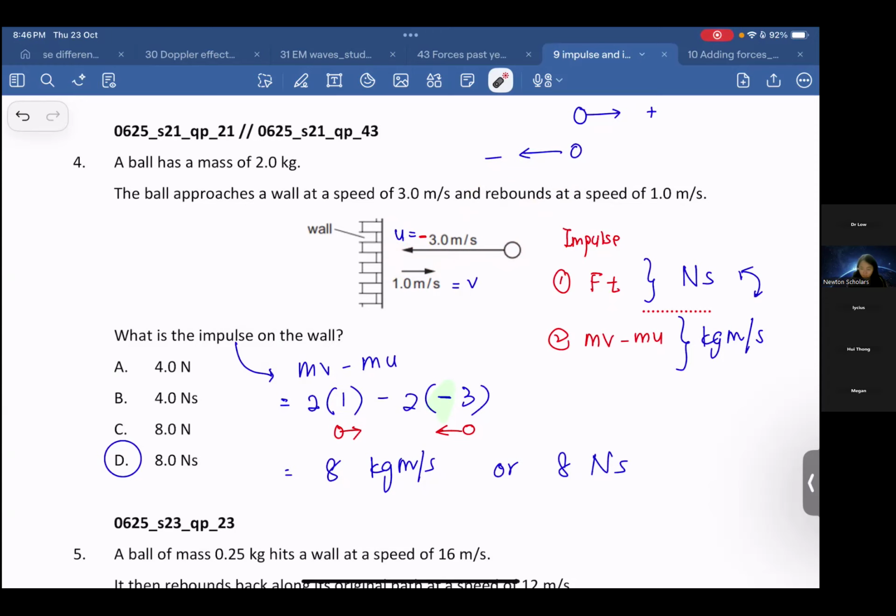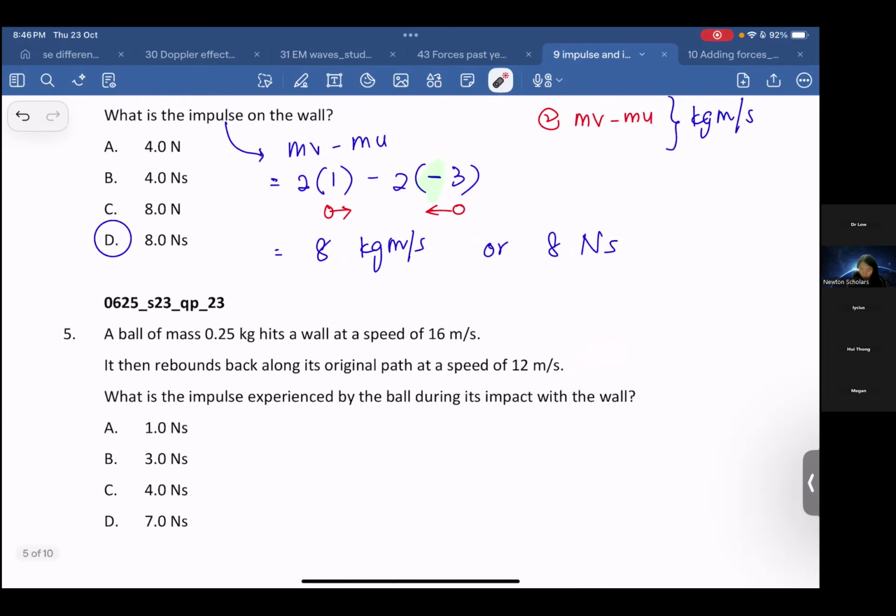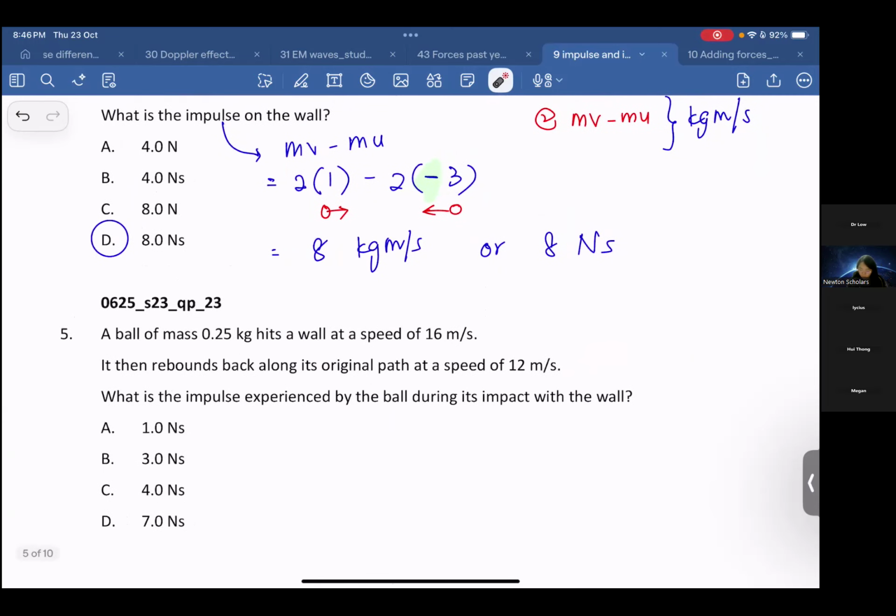Okay. So boys and girls, I want you to try question number 5. Impulse. What is the impulse? Do it by yourself. You might get a negative value, doesn't matter. The most important is the magnitude. The negative is actually represent direction only.